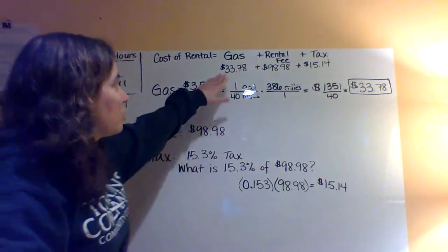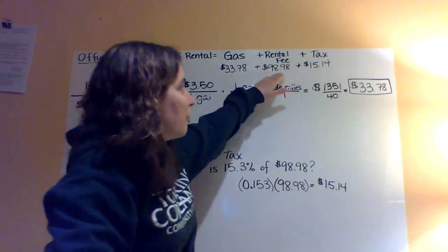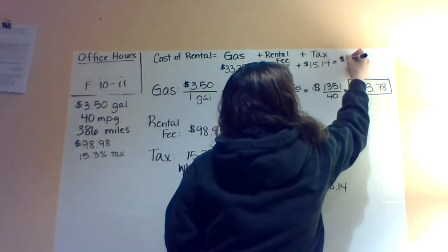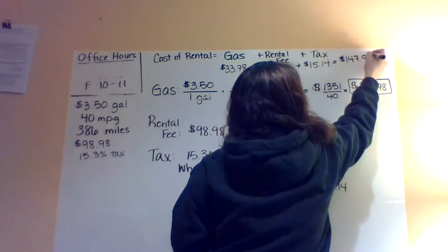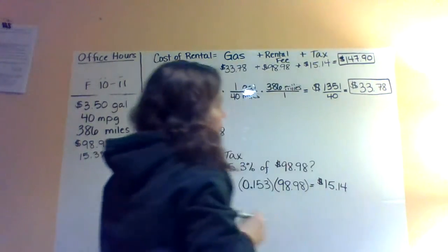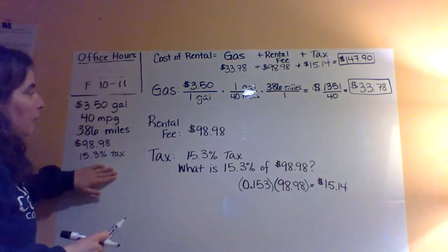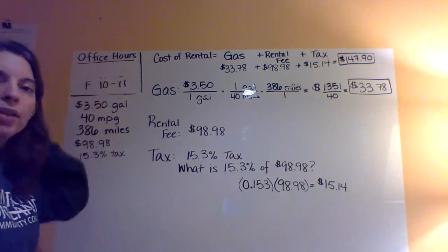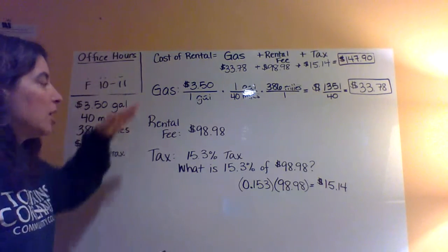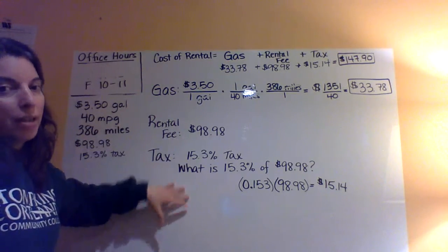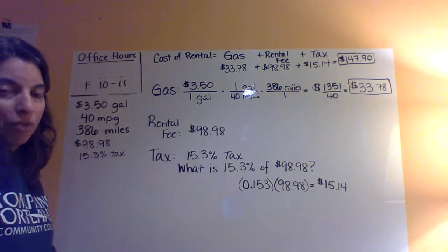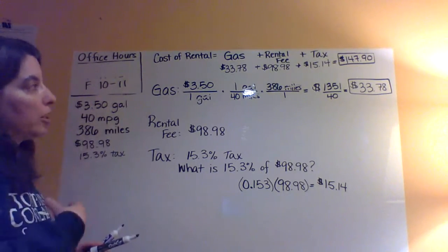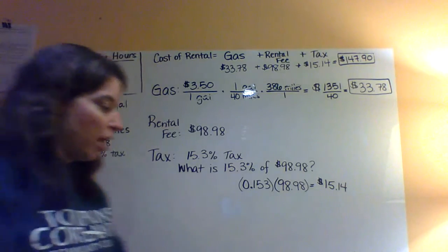Okay, so my 3 parts to this cost are the gas, the rental fee, and the tax. When I add those up, I find that the cost to rent a car for Jenna's trip, this particular trip, is going to be $147.90. Okay, so what I'd like you to do is pause the video for a minute, just look back over your work, okay? Make sure you understand how we got each of those 3 parts. Then when you understand it, when you could do it again, then come back and we'll look at the cost of her driving her own car.